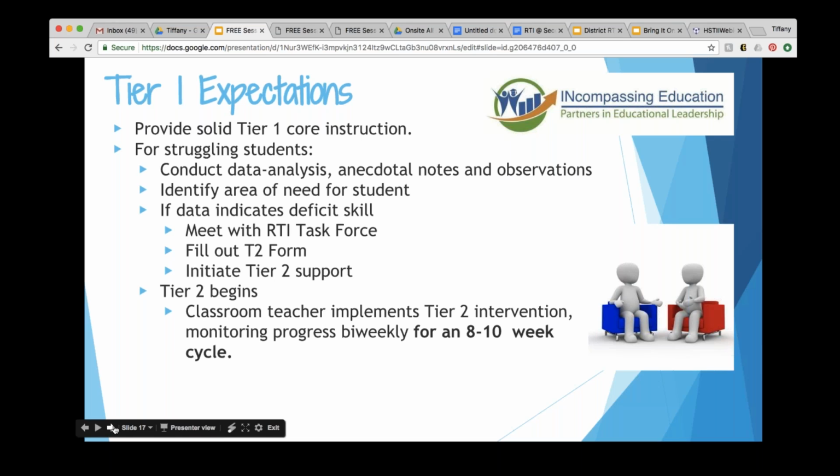If the data indicates a deficit skill, you're going to meet with your RTI task force, fill out that Tier 2 form, and initiate your Tier 2 support. What's great with this is that you can meet with that RTI task force so that you can determine the most foundational skill that you are going to be starting with providing your instruction. If you do not start your intervention on that most foundational skill, then what you're going to find is that you have these gaps that you can't build anything upon.